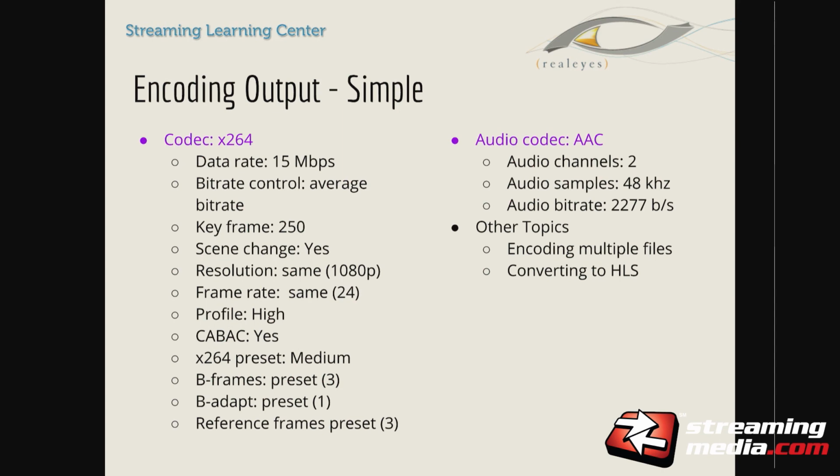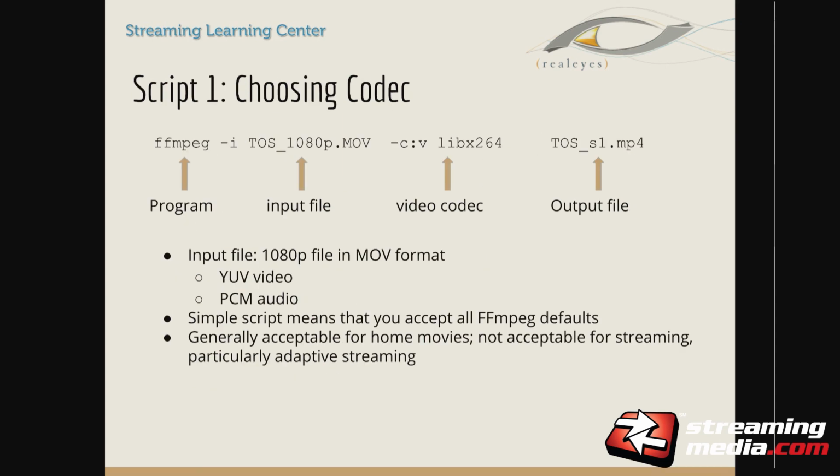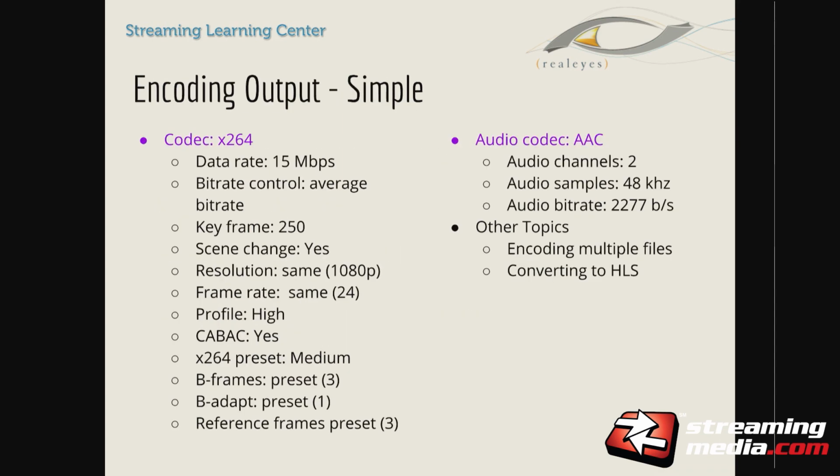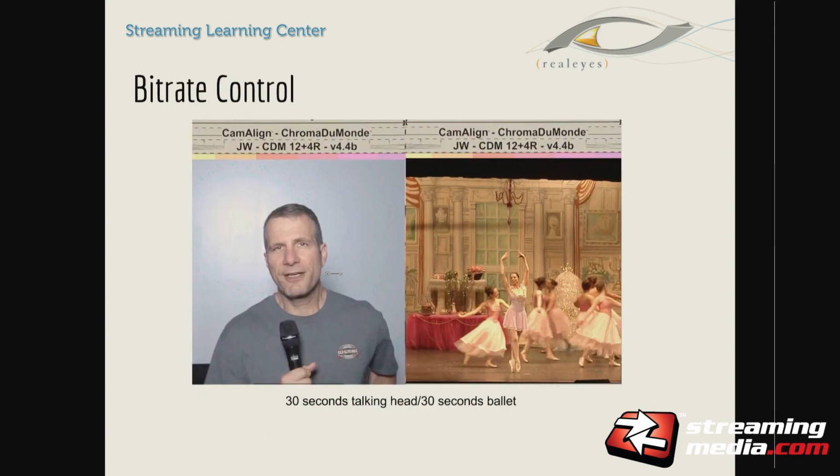But it's very important to know that if you use a simple command, FFmpeg will apply a lot of defaults, some of which may work fine for a file that you're encoding for disk-based playback, but won't work for ABR. So the first thing I want to focus on is bitrate control.